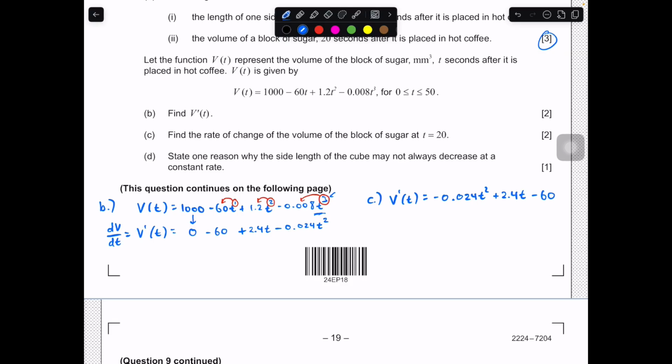And in this case, we want to find the instantaneous rate of change, so the rate of change of the volume when t is equal to 20. So if t is equal to 20, let's go ahead and substitute that in. For t, wherever we see t, let's substitute 20 in. Negative 0.24 times 20 squared plus 2.4 times 20 minus 60. Okay, let's go ahead and put this in on the calculator.